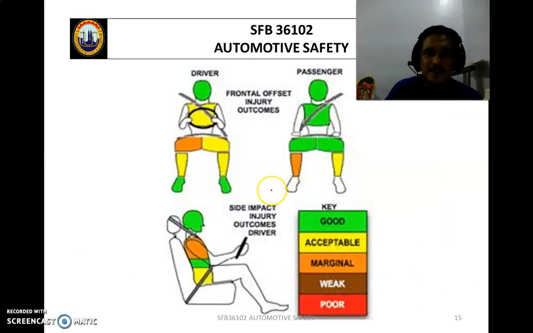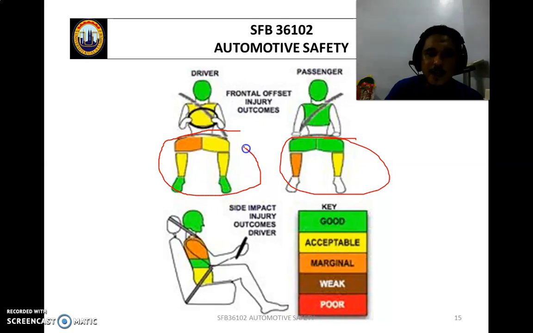Alright, the rest is about the theoretical part. For example, this is some of the study: where is the safe area during driving? For the driver, the critical area is the leg. Why? Because most of the seat belt covers the leg and above.